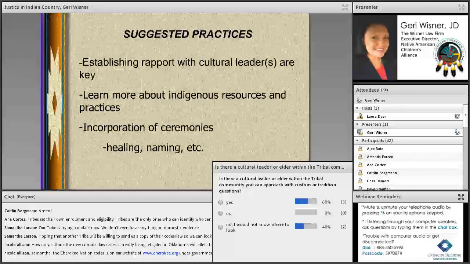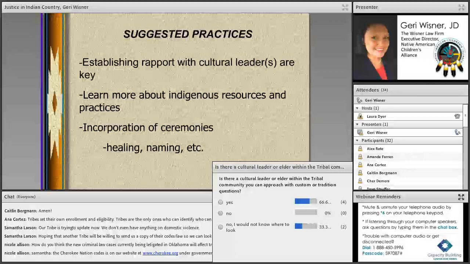I would say get that information from the people. Don't Google it. If you have those resources there, find out from them what are their stories, what are their histories. And the incorporation of these, of the ceremonies, into your healing practices, of family reunifications, of different things such as that.